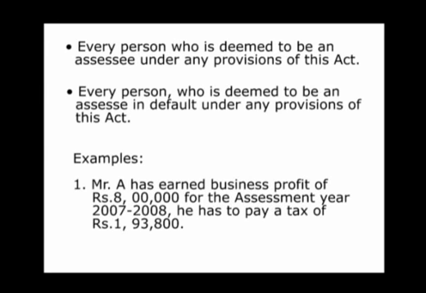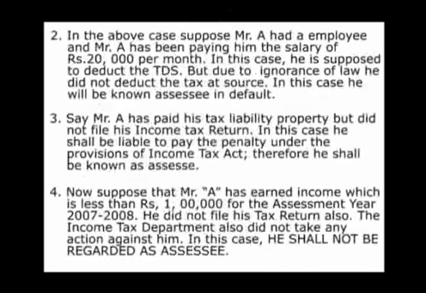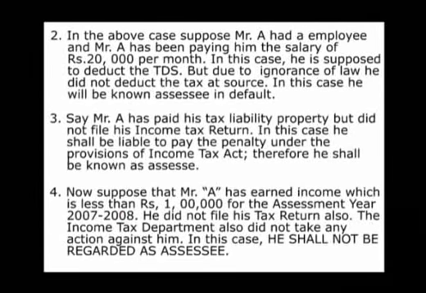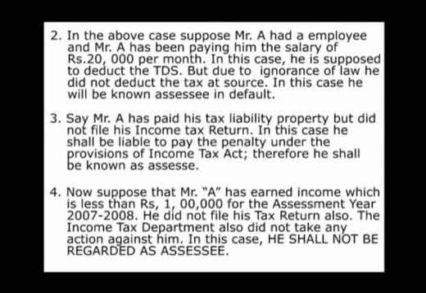Next example we can take. Second example. Suppose in the above case, Mr. A had an employee and Mr. A has been paying him a salary of rupees 20,000 per month. In this case, naturally when he is paying the salary, he is supposed to deduct the TDS. TDS means tax deducted at source. That is the statutory requirement on the part of the person who is making the payment.